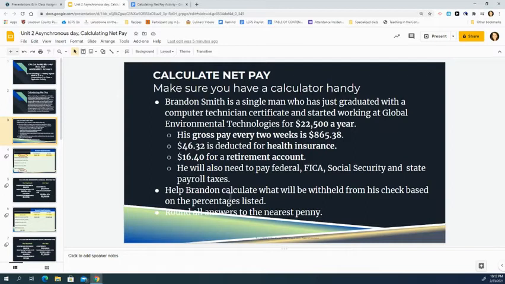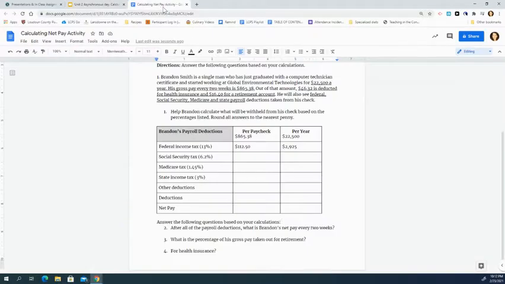You are going to help Brandon calculate what will be withheld from his check based on the percentages listed. Make sure you round all answers to the nearest penny. So in this chart, you are going to calculate his per paycheck deductions as well as his per year deductions. Remember that he gets paid 26 times during the year. So that should help with calculating those and comparing those to make sure that you are correct.